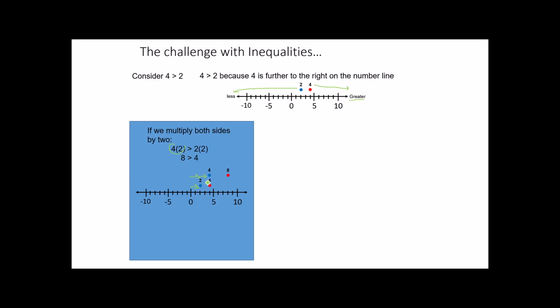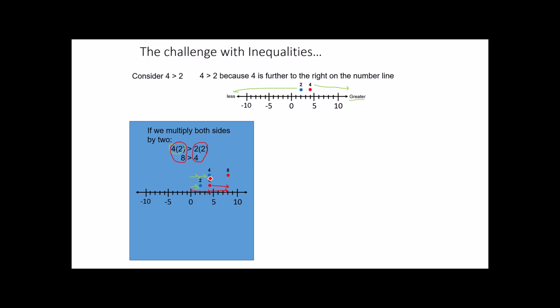The 4, instead of just being 4 spaces to the right, is now 4 spaces to the right 2 times. You see, we wouldn't expect the truth of this inequality to change, because if 4 is farther to the right to begin with, we would assume if we double that, it's still further to the right. Let me say that again. If going 4 places is further to the right than going 2 places, then going 4 places twice is going to be further to the right than going 2 places twice.